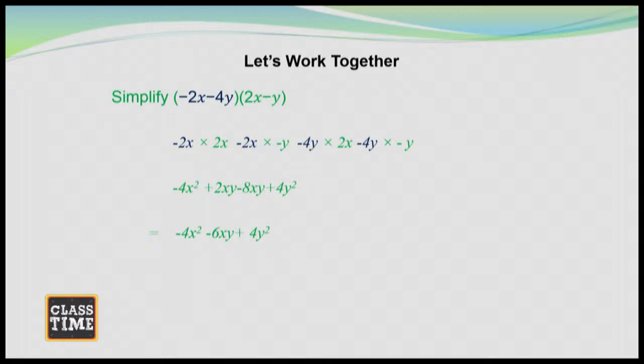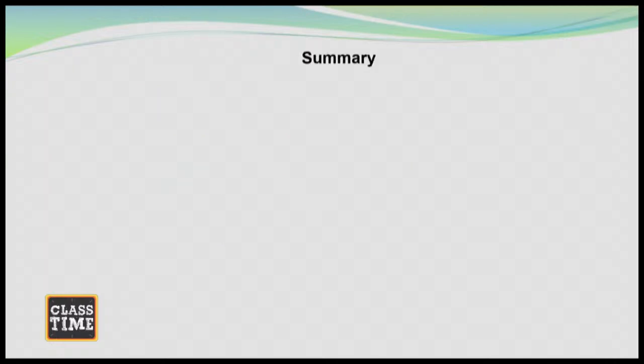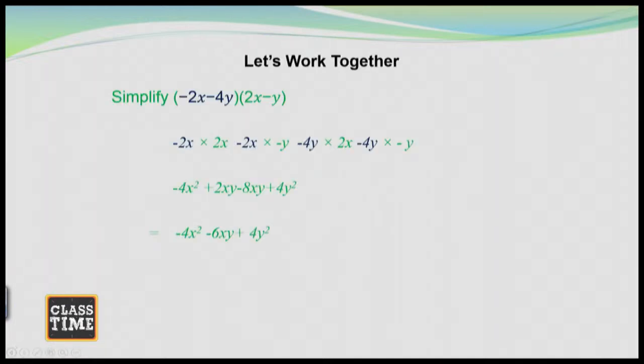So negative 2x multiplying negative 2x. We have negative 2x multiplying negative y. Negative 4y multiplying positive 2x. And then we continue, negative 4y multiplying negative y right here.